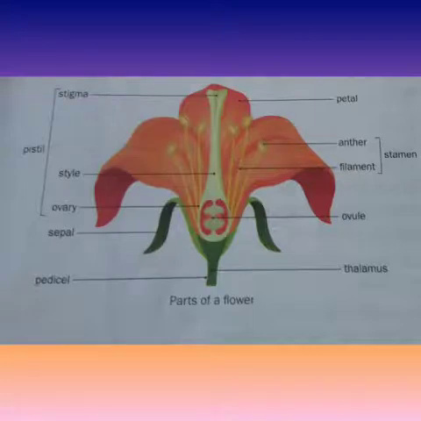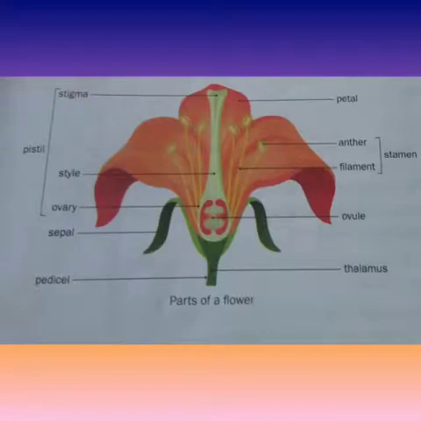Corolla. The second whorl of a flower is called a corolla. It generally consists of a ring of brightly colored leaf-like structures called petals. Its function is, since petals are generally brightly colored, they attract insects. That helps in pollination. They may also produce different scents to attract insects toward the flower. Now we will read androecium.